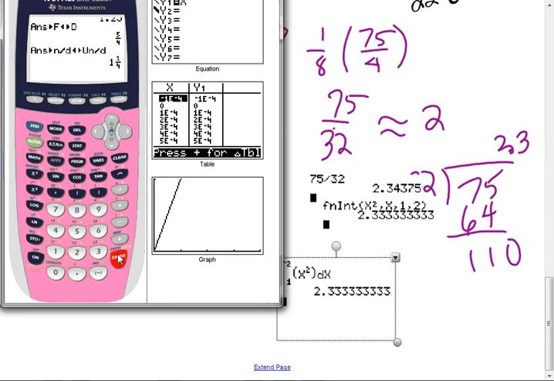You have to go to calculus. So when you go to the menu, you have algebra, numbers. Go into calculus, and integral will be there. You can type in FNINT, and that will also work, I believe, on an Inspire.